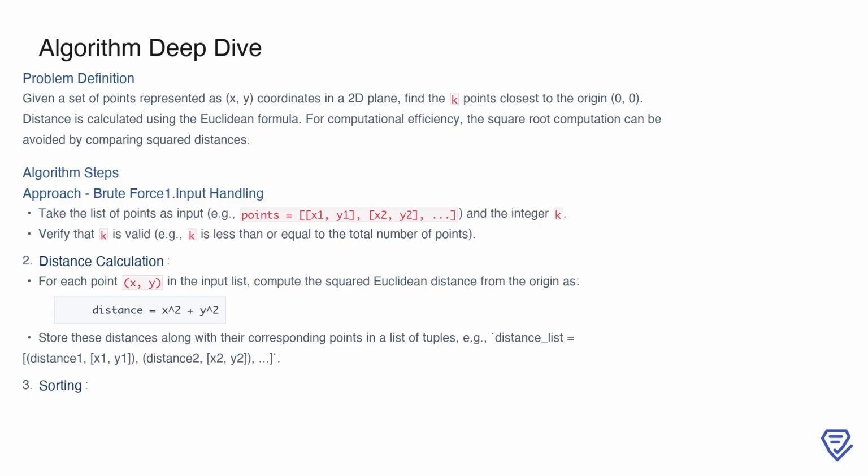Now, the brute force approach begins by taking the input list of points and an integer k. First, we ensure k is valid, for example, it cannot exceed the number of points available. Next, we calculate the squared Euclidean distance for each point using the formula x squared plus y squared. These distances are then paired with their respective points and stored as tuples in a list. This step ensures we can easily manage both the distances and the points together for further processing.